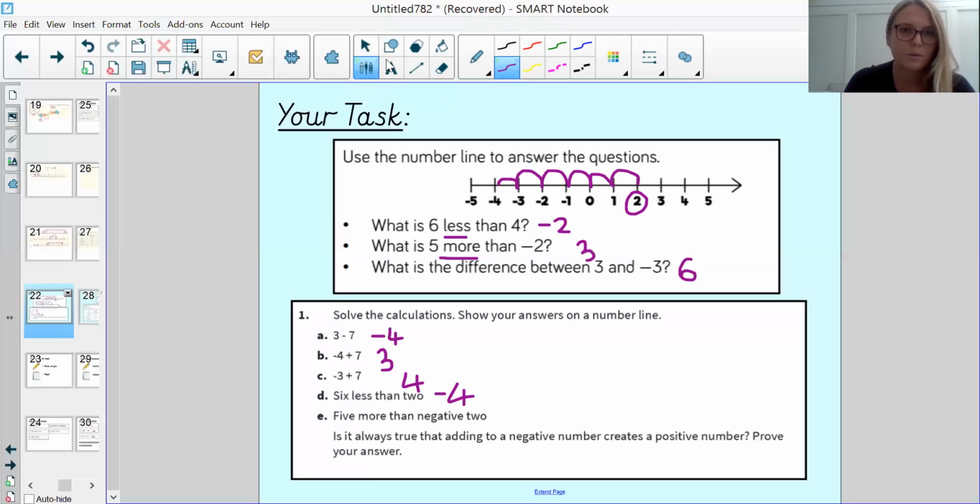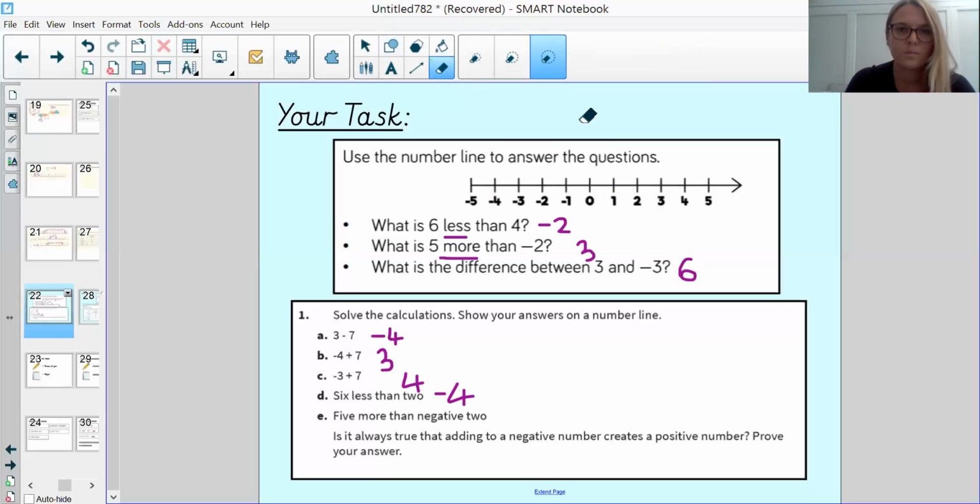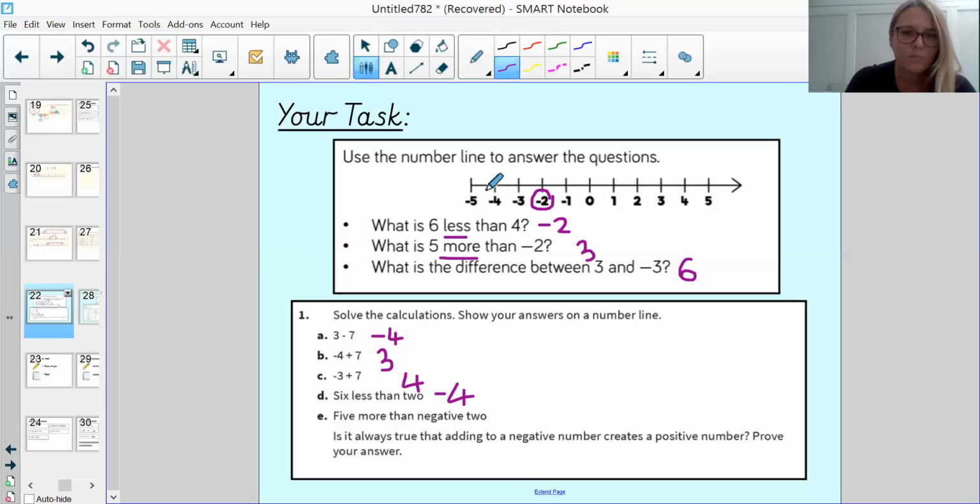And then 5 more than -2. So we're on -2, 5 more, so we're adding on 5, so counting up the number line. So 1, 2, 3, 4, 5. Okay, 3.